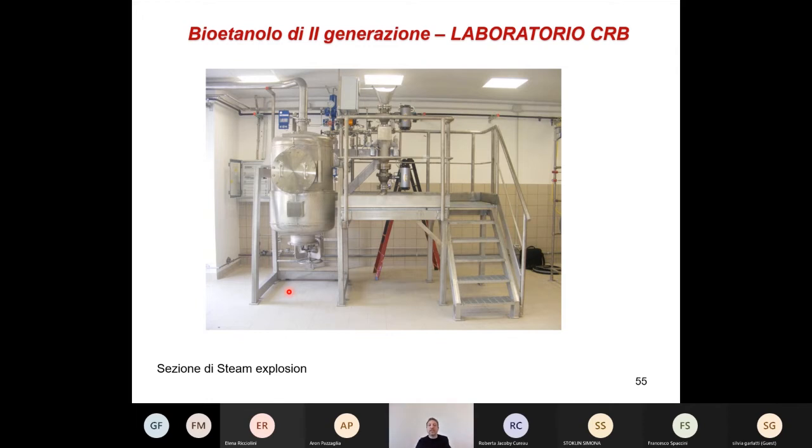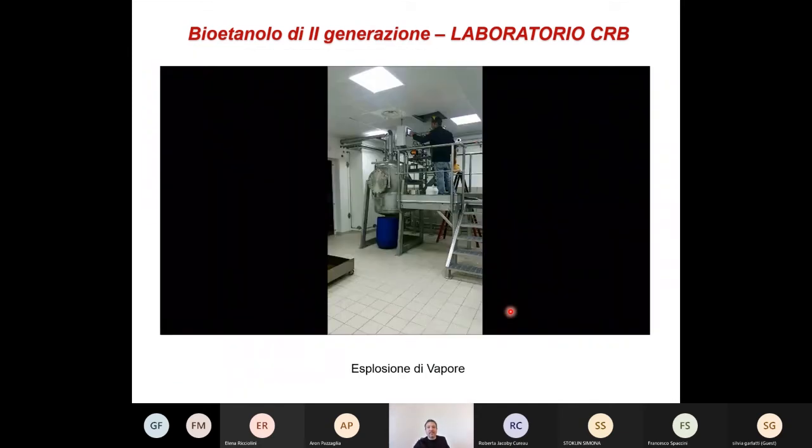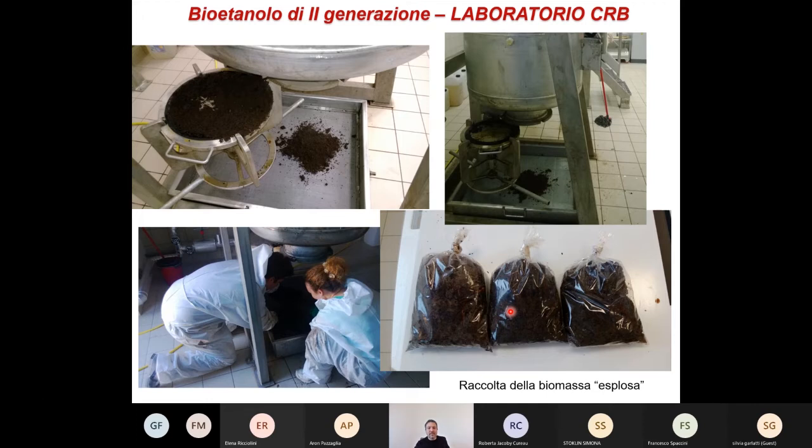These are some examples of the hundreds of biomass sources we tested during our activities: straw, wood chips, cardoon chips, cane from our lake, Trasimeno Lake, and these are only some examples. Some phases of the process: the exploded solid fraction, the liquid fraction is inside this part. These are the collected samples.